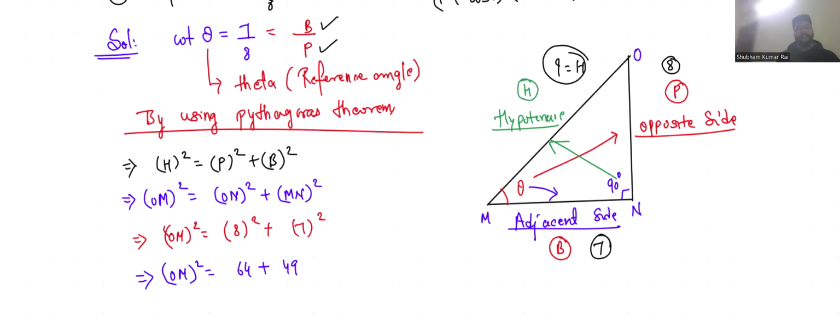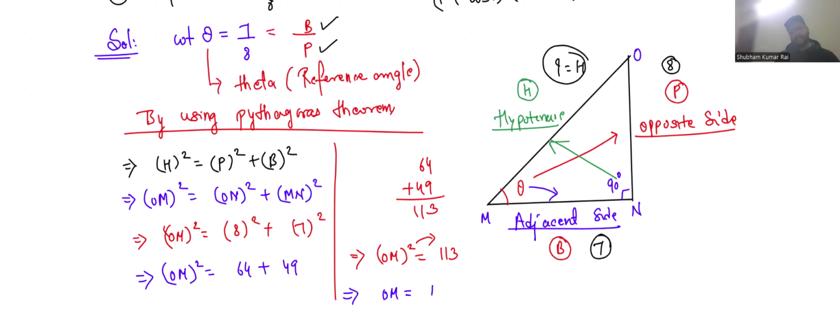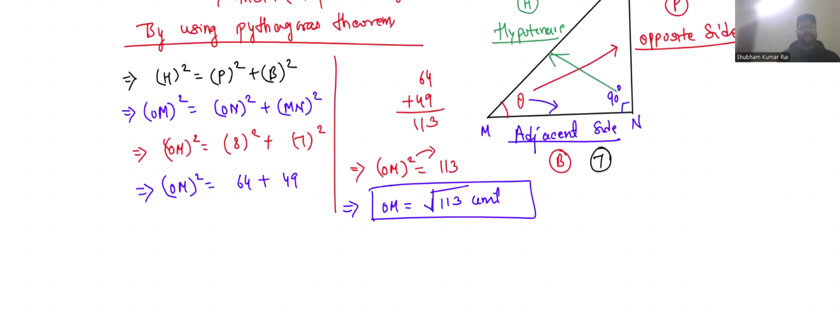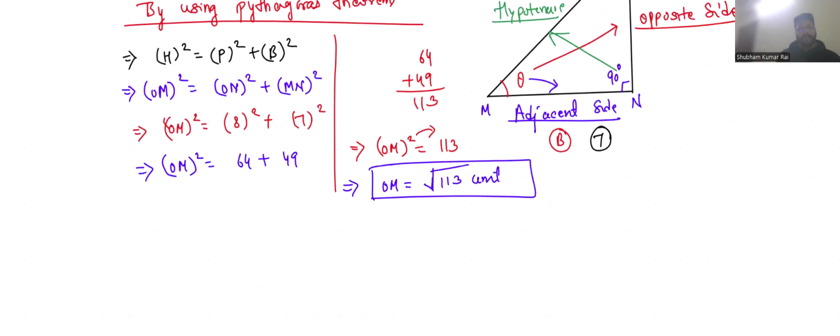If we just add it and solve it further, OM square is equal to 64 plus 49. So 4 plus 9, that is 13, 1 carry, and 6 plus 4, 10, 11. So we have got 113. And if we shift the square to the other side, it becomes root. So we have got our hypotenuse as square root 113 unit. So always try to keep this in the bracket because it's a major thing that we have to calculate, right? Now we have got the hypotenuse as under root 113.